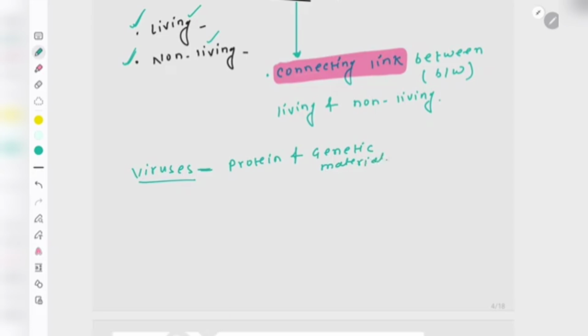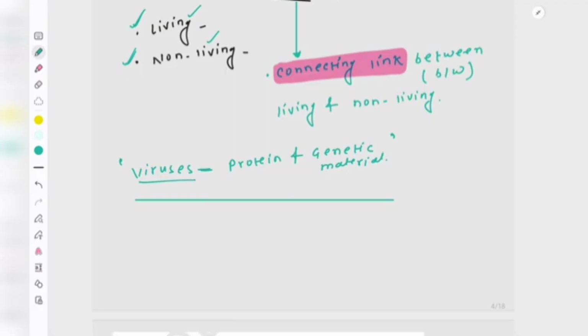Normally the genetic material would be RNA. About this you don't have to worry about the specificity of this right now. Just focus on the fact that viruses are not entire cell, they are something lesser than a cell. Okay, what I am saying, that viruses are not a cell, they are lesser than a cell. That's why they are called as connecting link.